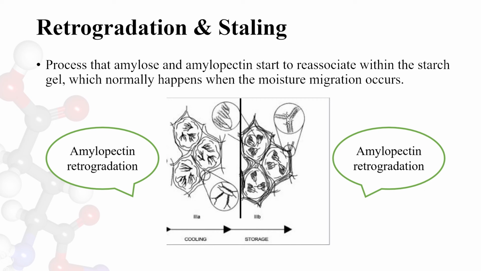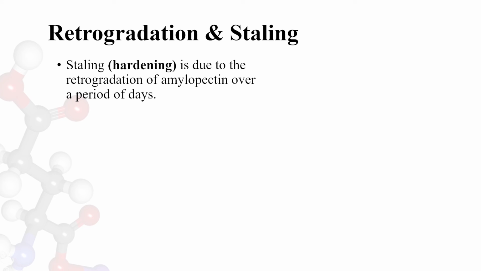So the next interaction between the water and the carbohydrate is the retrogradation and staling. Retrogradation is a process where the amylose and amylopectin start to reassociate within the starch gel, which normally happens when moisture migration occurs. It can lead to a slower staling effect when it occurs over a period of days, which the staling is due to the amylopectin retrogradation within the starch granule ghost.